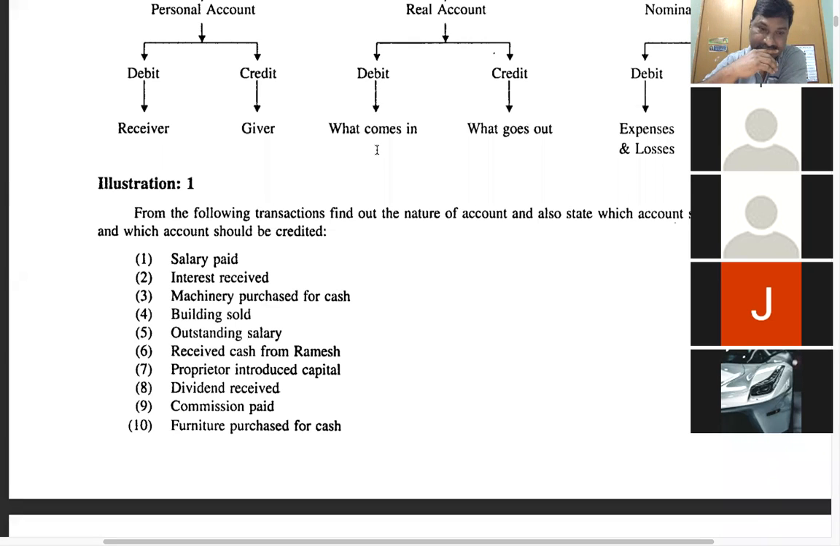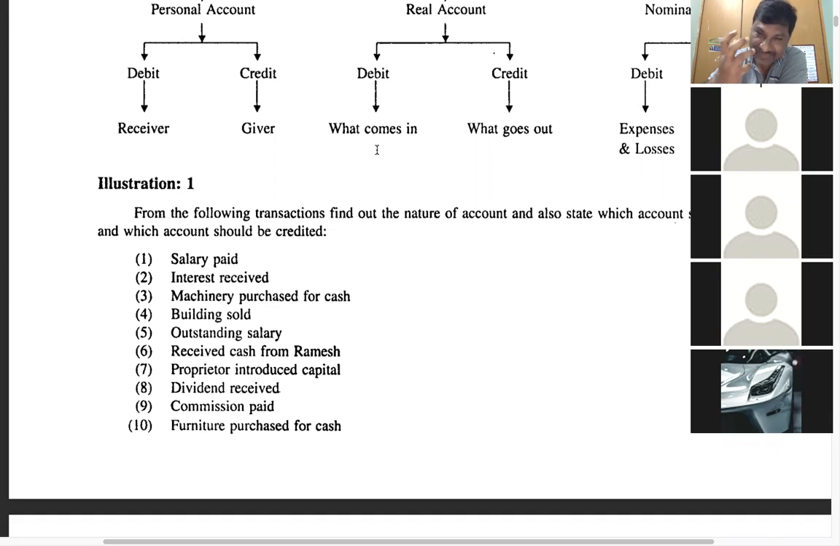Okay. Next is Maria. Maria will take the next transaction. Yes, sir. Outstanding salary. Maria, are you commerce or non-commerce? Commerce, sir. Okay, good. Go ahead. Salary account debit.